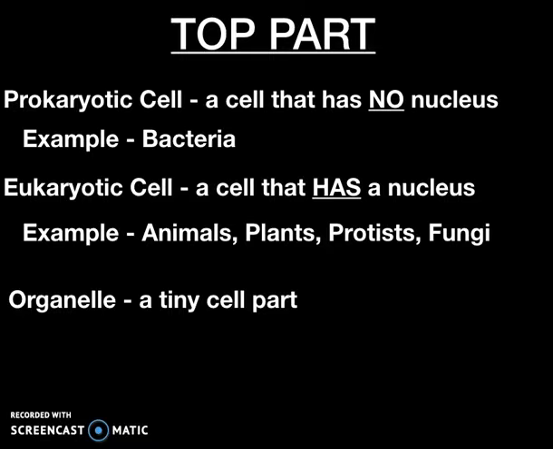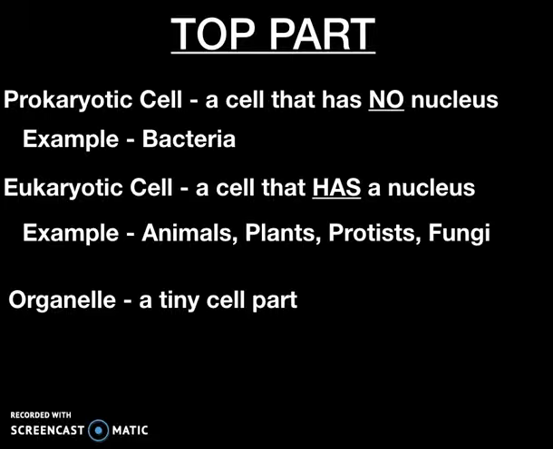One example of a prokaryotic cell is a bacterial cell. These cells are small and simple, and they do not need a nucleus because they are so small. All of their information that controls them is actually located right in their cell by itself. So they do not have a nucleus.